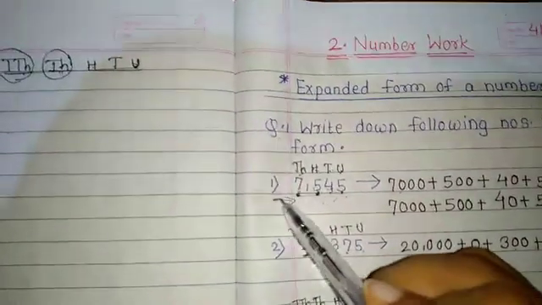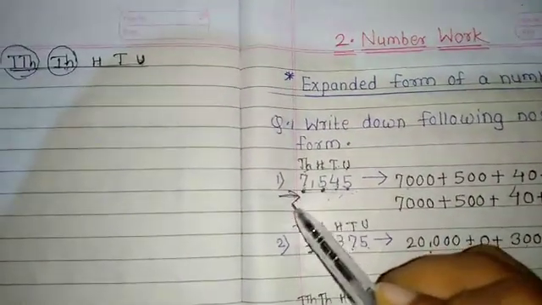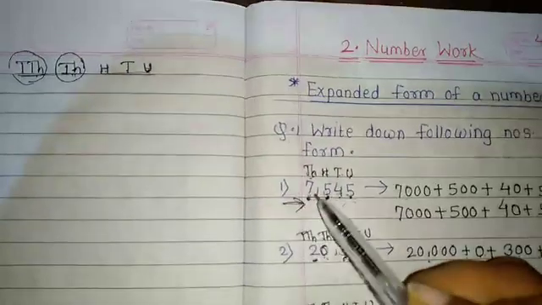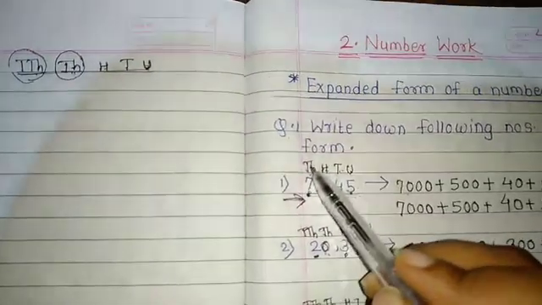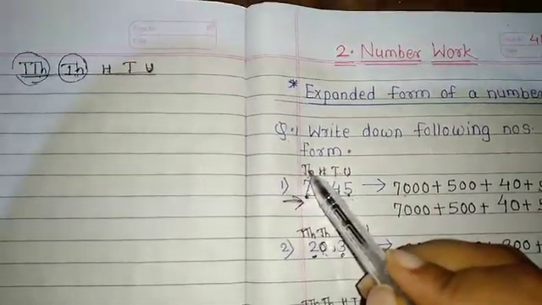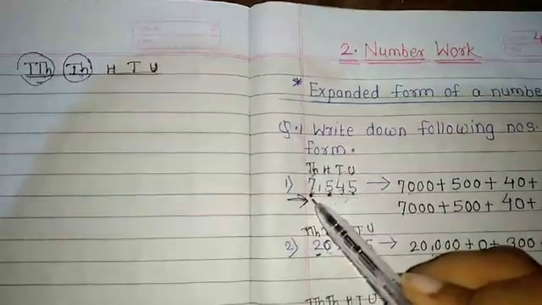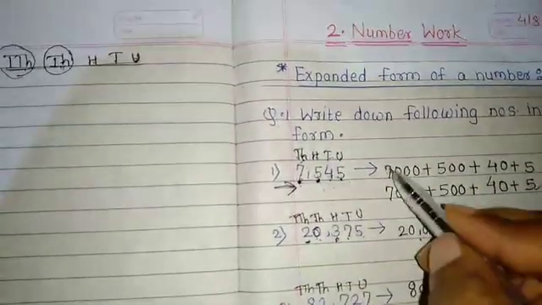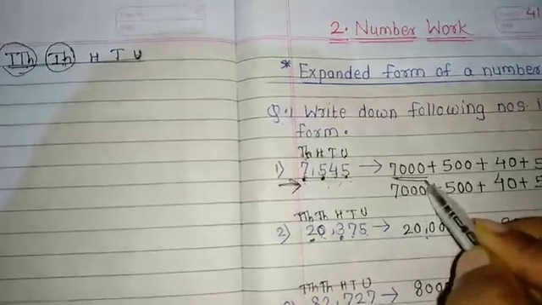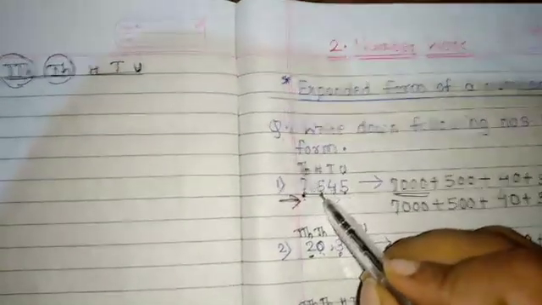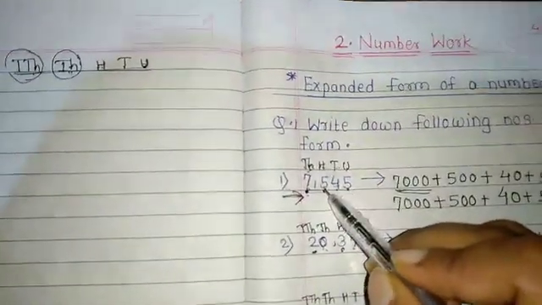We have to start writing the expanded form from our left side. So the number 7, which is at which place? 1000 place, which indicates 7,000. So we are writing here 7,000. After that the number is 5, which is at the 100 place, which indicates 500.